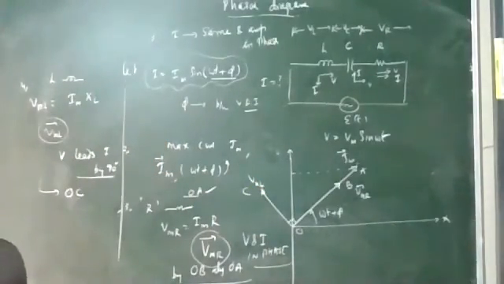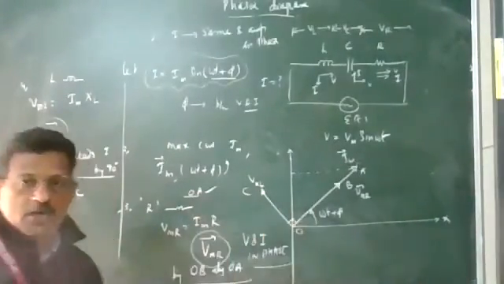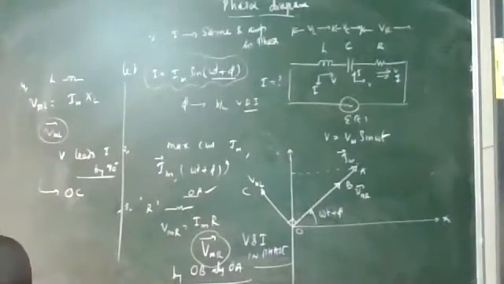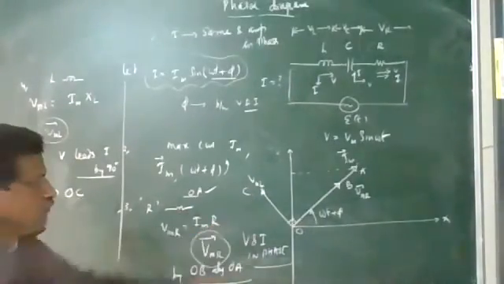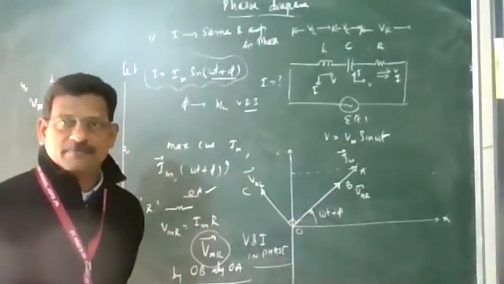Because voltage across the inductor will lead the current by 90 degrees. Current is lagging the voltage, and voltage is leading the current by 90 degrees. So this is the maximum value of the inductor voltage, in phase relation with the current.